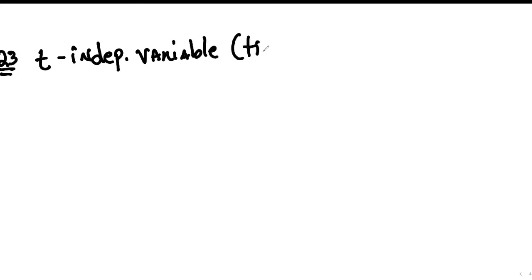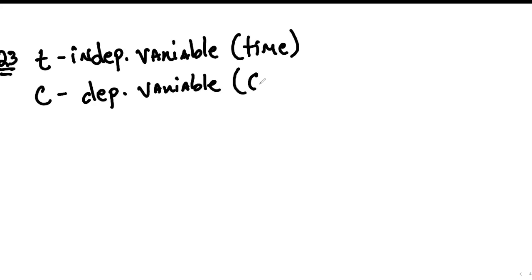All right. So first of all, define my variables. We're going to call this T, which is our independent variable, which stands for our time. Then we're going to have C, which is our dependent variable, which will actually stand for our cost.